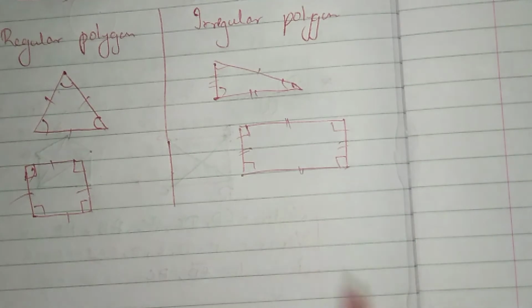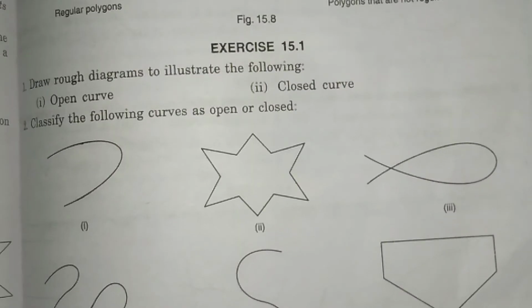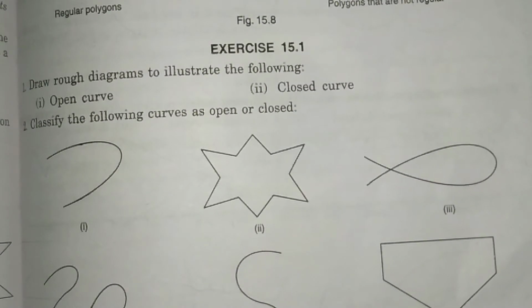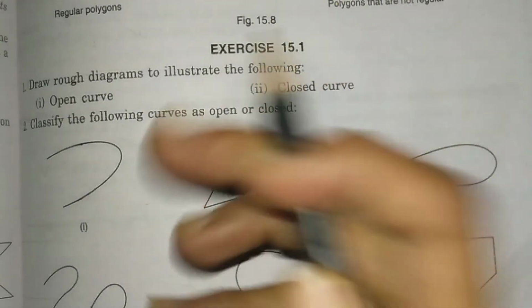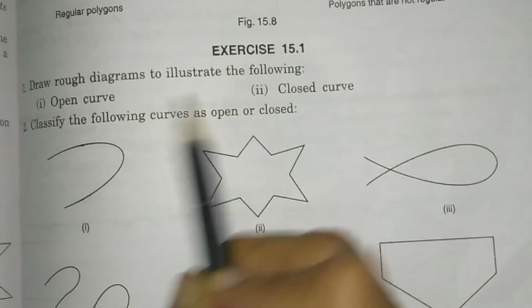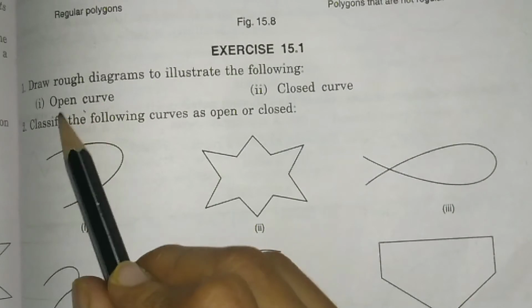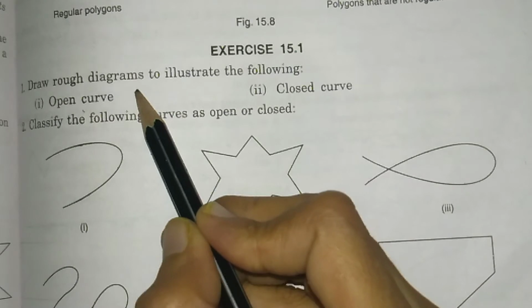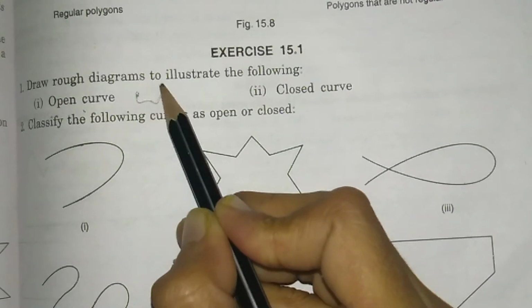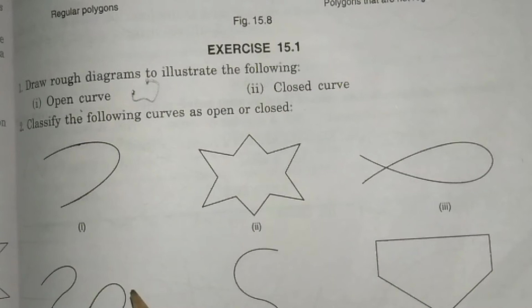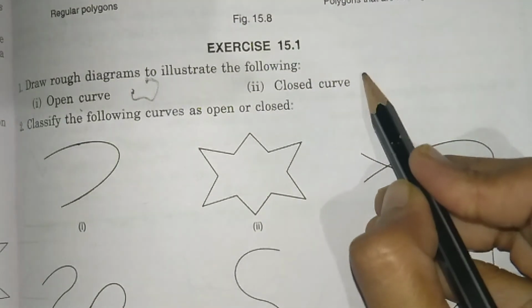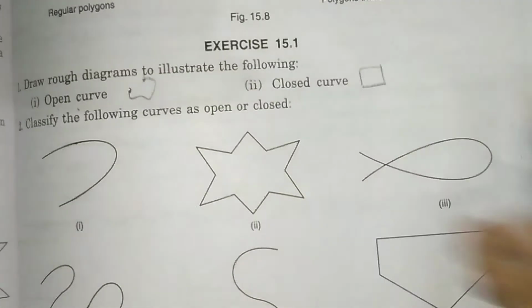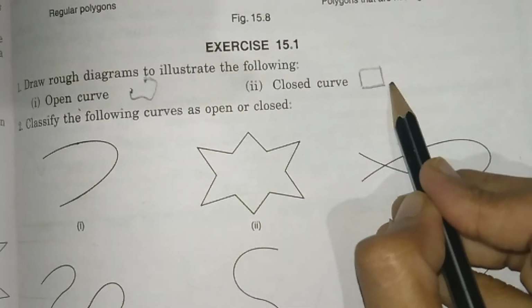Now let us start exercise number 15.1. In that, the first question is: draw a rough diagram to illustrate the following. We have to draw an open curve. We can draw anything here, like this way. And a closed curve. For a closed curve, we can draw a square or anything, whichever you like.